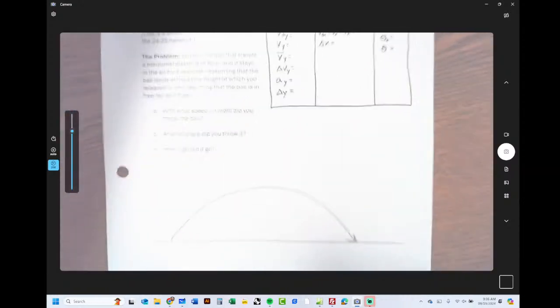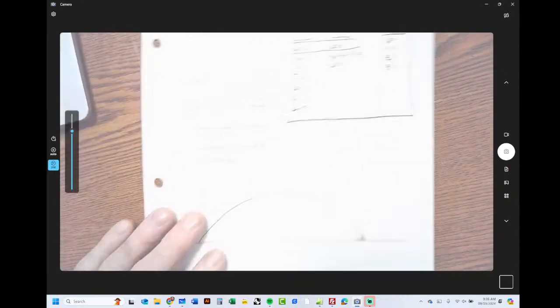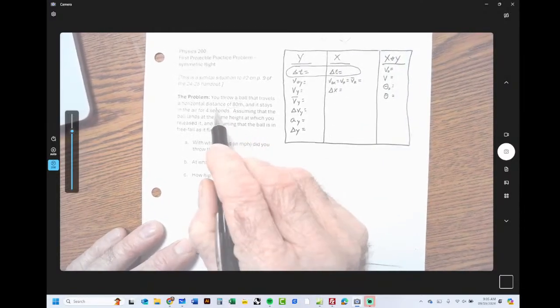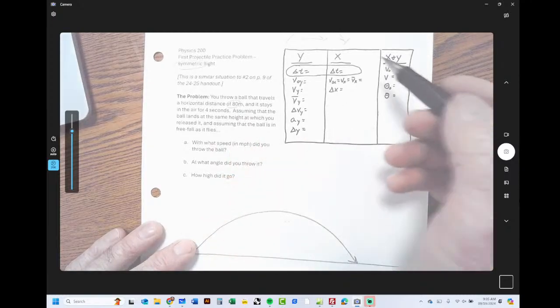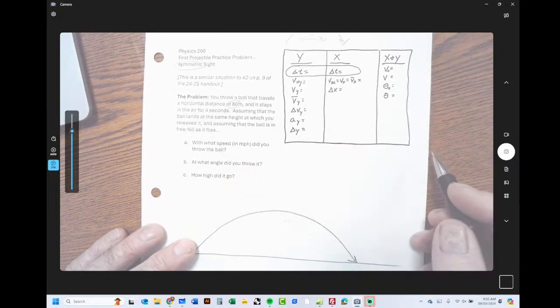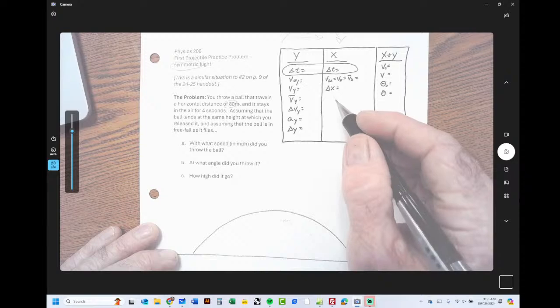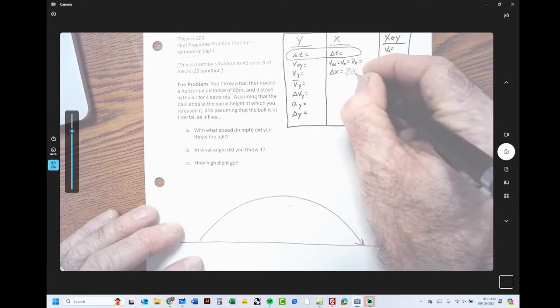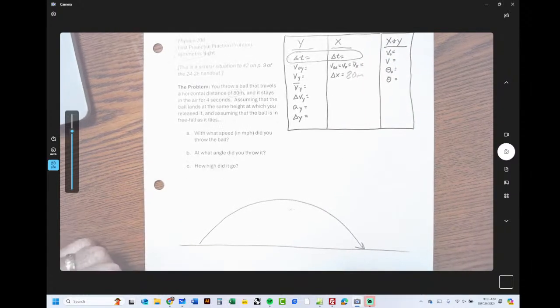Okay. So let me readjust this thing. So we know the horizontal distance that it travels is 80 meters. Okay, what's that? That's something up here. Delta x. And since I drew it going to the right, let's just assume that it is going to the right. So this is 80 meters. Positive 80 meters is the displacement. What else do we know?